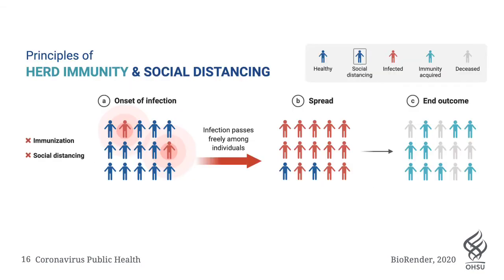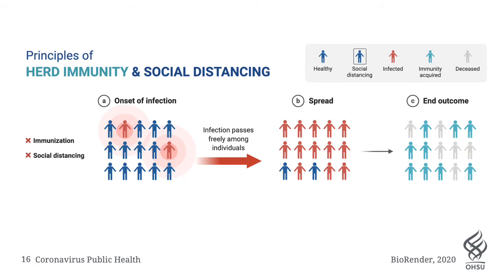When a new disease emerges, there is no immunity to it. There are no vaccines in the population, and there's nothing your body can do against a disease it's never seen before. At the onset of infection, the disease passes freely among the individuals in a community, and ultimately the only 2 outcomes that can come from community-wide spread of disease is that you acquire immunity through surviving the infection or you pass away from the infection. And ultimately, this is the worst outcome of a new disease emerging.